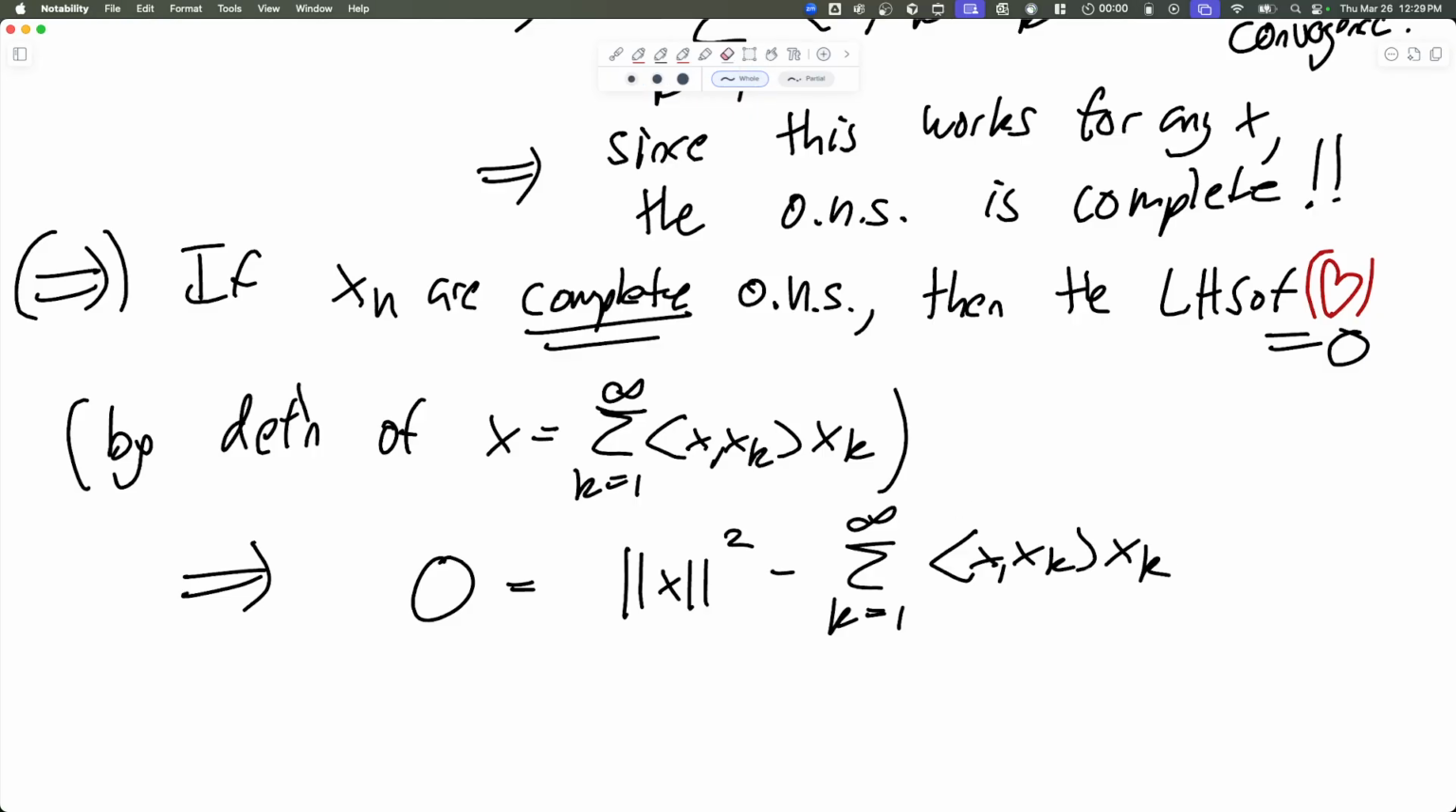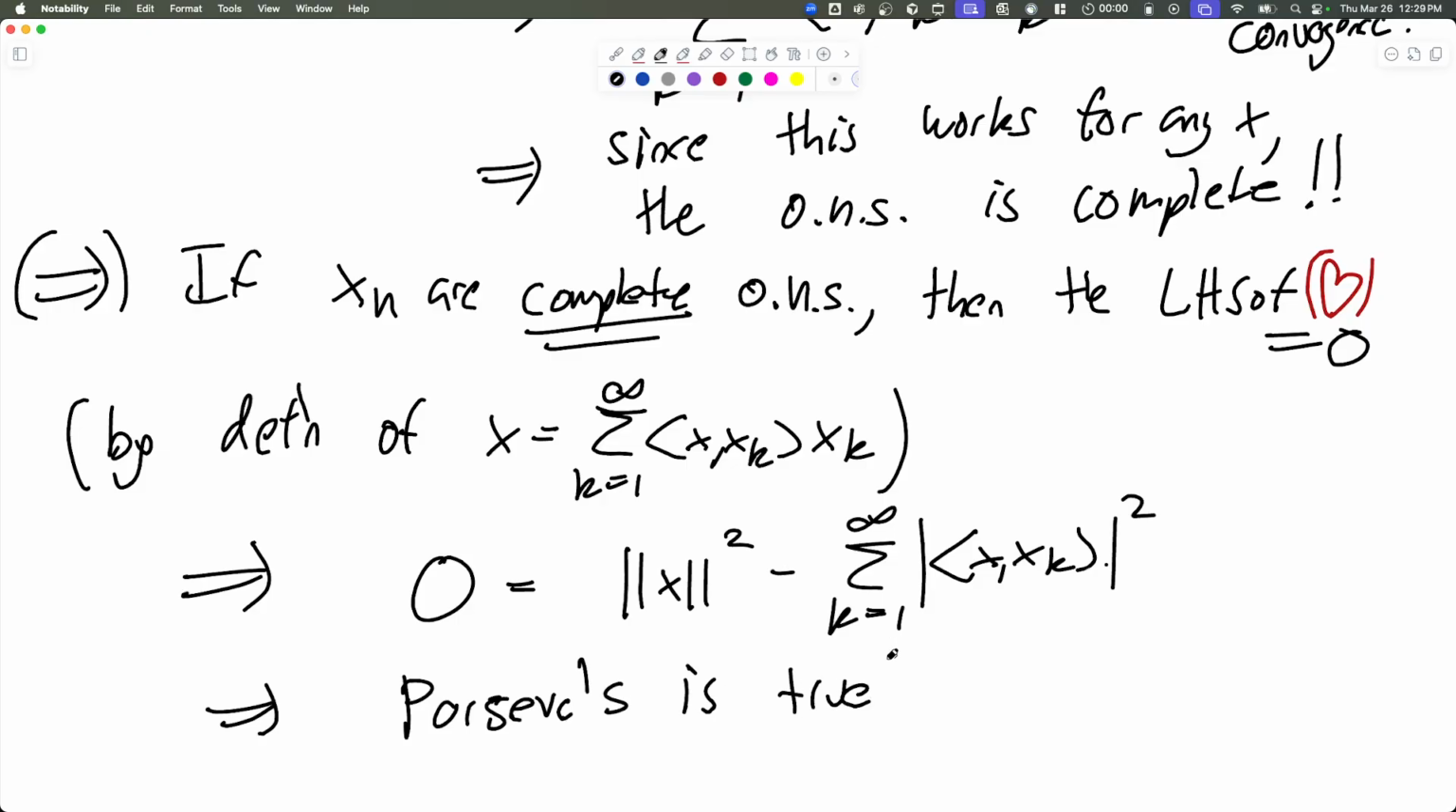No, the thing squared. Therefore, Parseval's holds. Okay, so Parseval's formula is true if and only if the thing converges. So basically, equation heart is relating the two things.